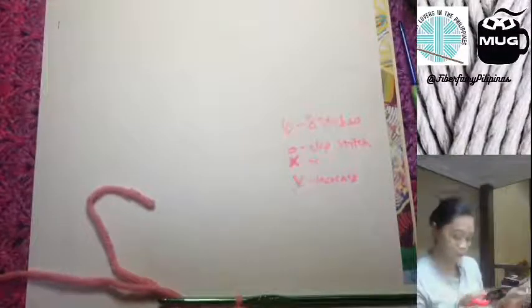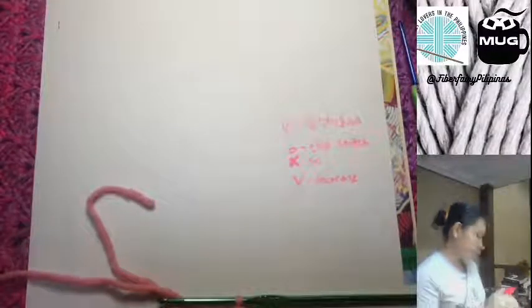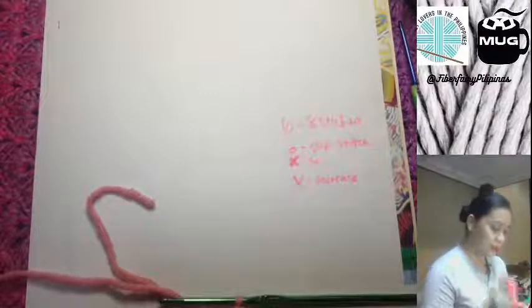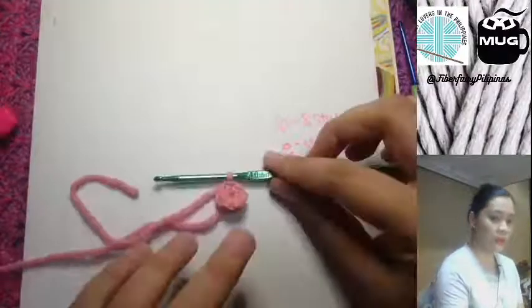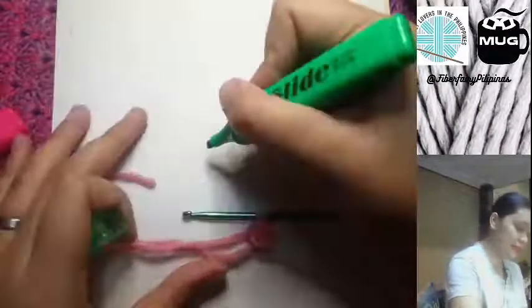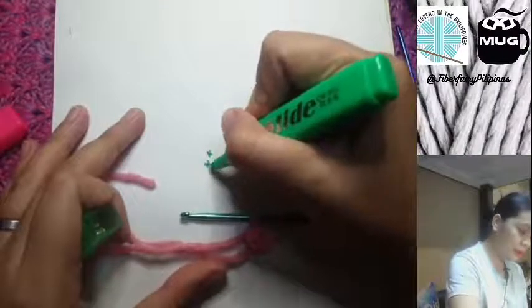Sana ang ganda ng sulat ko. At sana kita nyo siya. I should have used a better pen, but okay. So, kanina, on this pattern, right, we did 6 stitches. So, 6 na X yan.